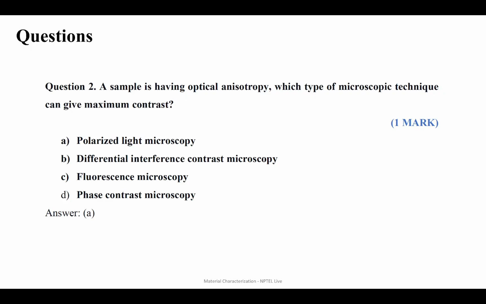For DIC and phase contrast, it only looks at refractive index or optical path length differences. It doesn't look at optical anisotropies.